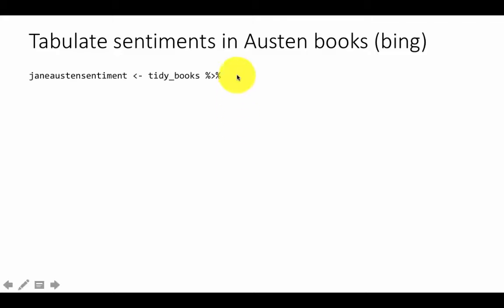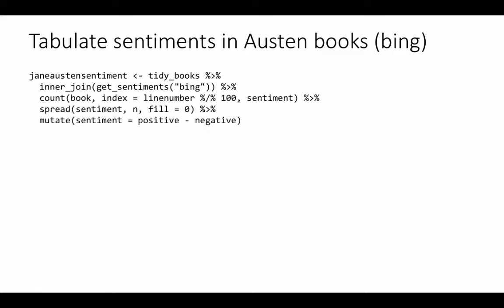Okay, so we've got tidybooks, and we're doing a set of processes here, and then we're storing it in a data frame called Jane Austen Sentiment. We're taking tidybooks and doing an inner join with the Bing lexicon, that is get_sentiments Bing. This will take all the words and associate them with the Bing sentiments. I'll show the entire code first, and then let's look at what this segment of the code alone does.